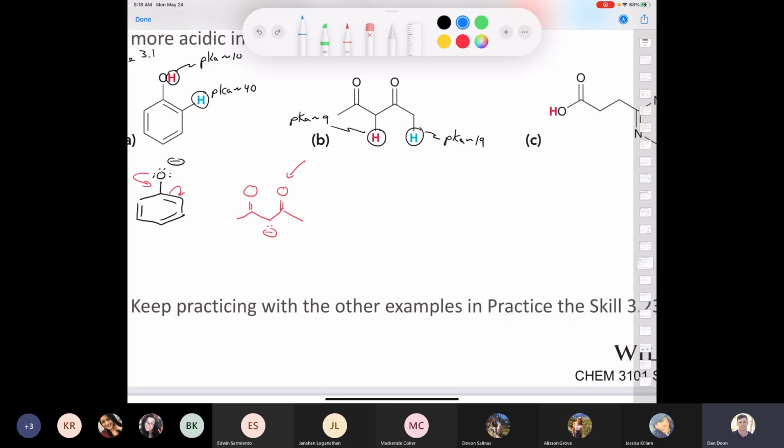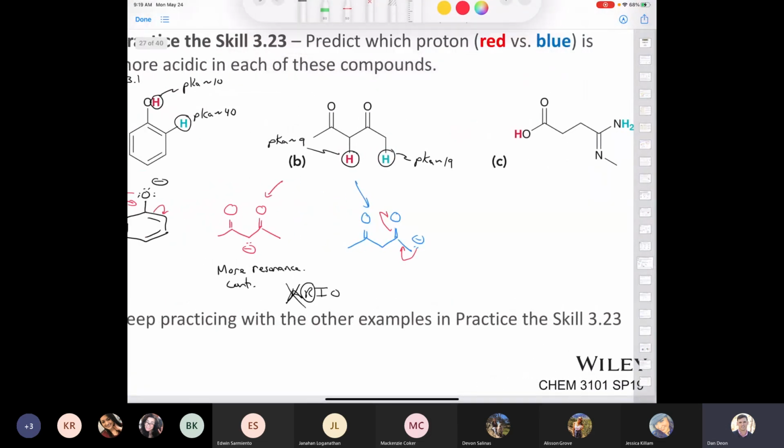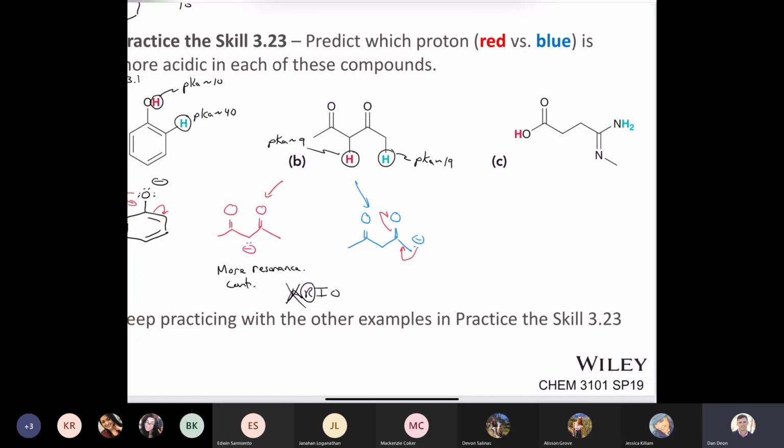Whereas when you draw the conjugate base that results from the abstraction of the blue proton, you end up with this carbanion for which you can only draw one resonance contributor. So more resonance contributors. If we think about ARIO, we couldn't use atom, but we could use resonance to solve this one. And the last one, I think the best way to do it is really just to memorize the pKa values from the table.